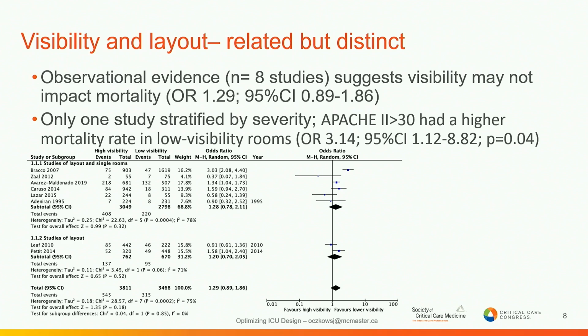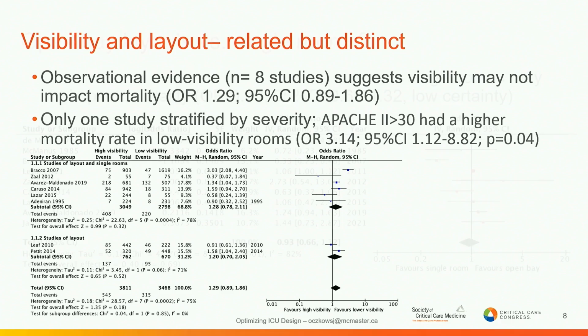So we looked and we found observational evidence suggesting that visibility, surprisingly, in the studies we saw, did not impact mortality when you look at all patients in the ICU. You can see the forest plot here. It's not statistically significant, like the little diamonds right on the line of no effect. However, when we tried to find studies that looked at high-risk patients, we found one that in patients with APACHE scores greater than 30, they actually had a higher mortality rate in low visibility rooms. So when you apply it to all patients in the observational data, which had issues with confounding, there was no difference, but in the highest severity patients, there seems to be perhaps a reduction in mortality with visibility there.